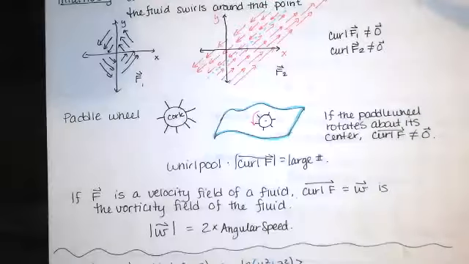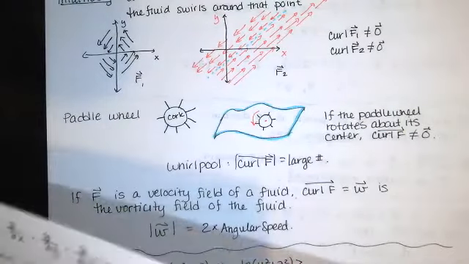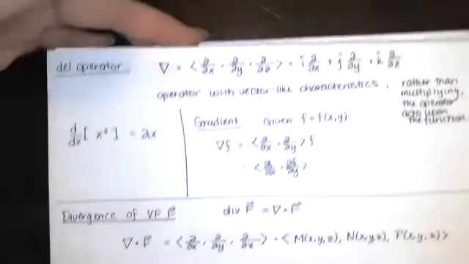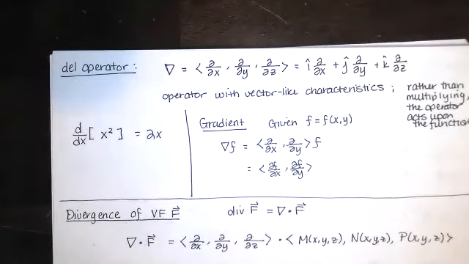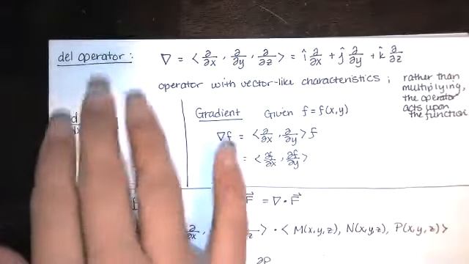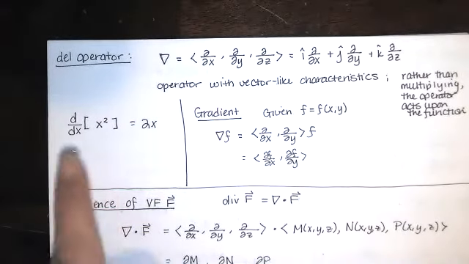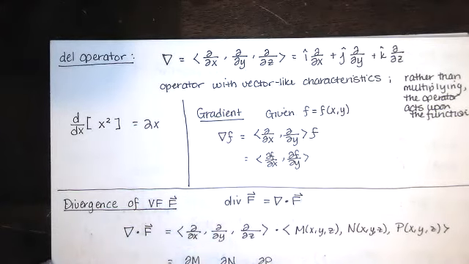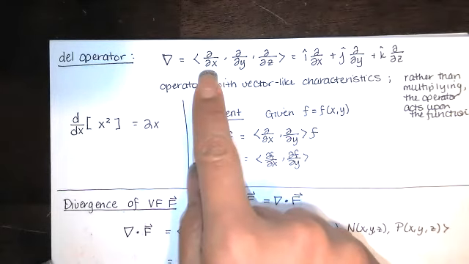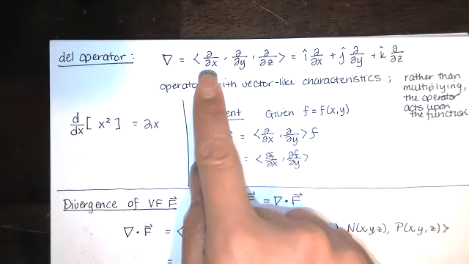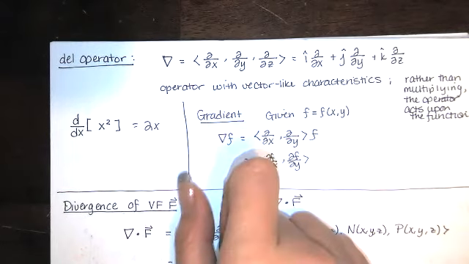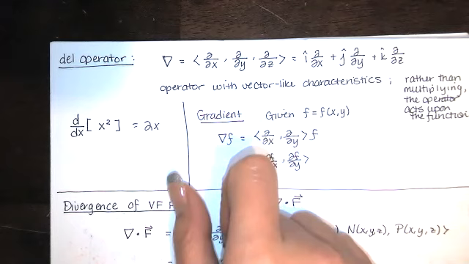And then we said, okay, now that we know that, that's pretty cool. Let's talk about some operations on vector fields. In order to have operations on vector fields, we introduced the del operator. It's like this derivative operator from Calculus 1, but now it has multiple components. It acts like a vector. Its first component is this partial with respect to x operator. Its second component is its partial with respect to y operator. And the third one is a partial with respect to z.